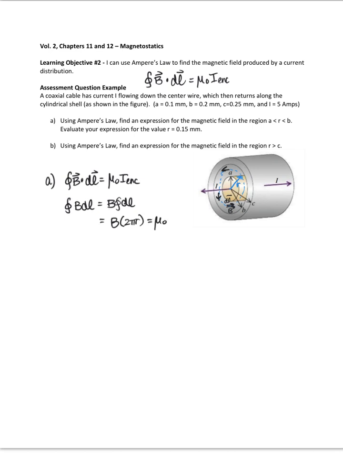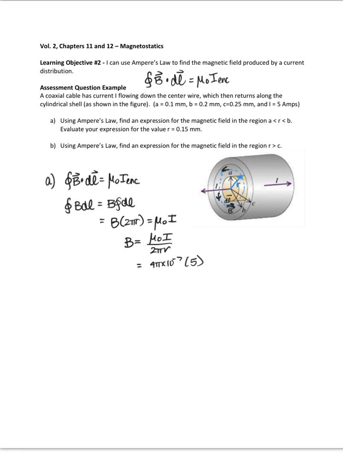Now, when I look at that blue circle, the amount of current that I've enclosed is simply I. If I rearrange this expression, I find that that cylinder of current creates a magnetic field outside of it that looks just like the magnetic field of a long, thin wire. In this part, I was also asked to evaluate this at R equals 0.15 millimeters. So I will look at that next.